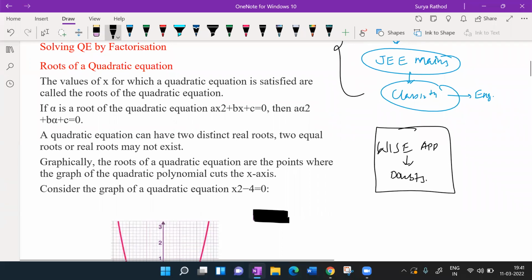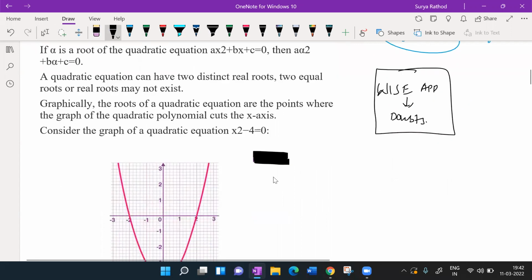So now look at it. Roots of a quadratic equation. Root is nothing but a solution or zero. As we know, solutions or zeros. First of all, look at this here. Let me say ax square plus bx plus c is equal to 0. If I say x is equal to alpha is a root, what is x is equal to alpha?